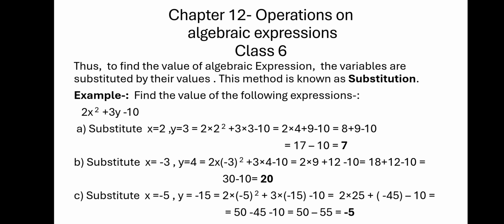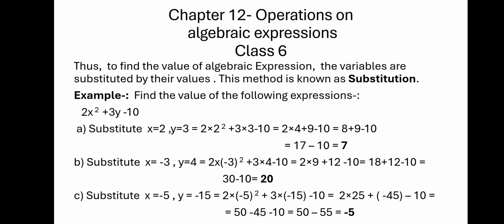Substitution: x is equal to negative 3 and y is equal to 4. So we have to substitute x as negative 3. So 2 into negative 3 square plus 3 into 4, because y is equal to 4, minus 10. So 2 into, now negative 3 square is 9, plus 12, 3 fours are 12, minus 10, that is 18 plus 12 minus 10. That is equal to 30 minus 10, which is equal to 20, because 18 plus 12 is 30.